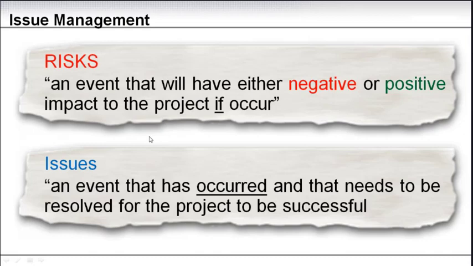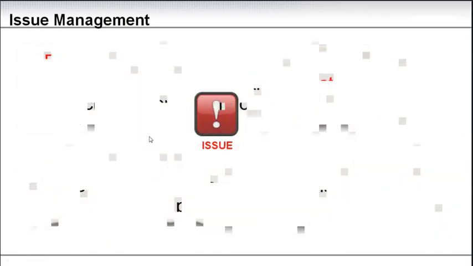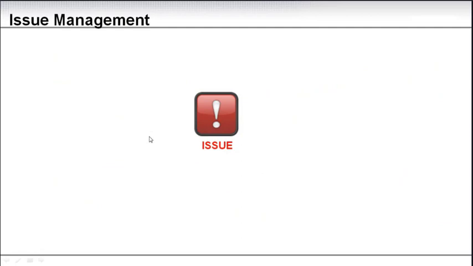Now, a rule of thumb here is that any high priority issue is an issue that's impacting the critical path. So let's look at some of the characteristics of an issue and how you deal with it. An issue is something that has happened.